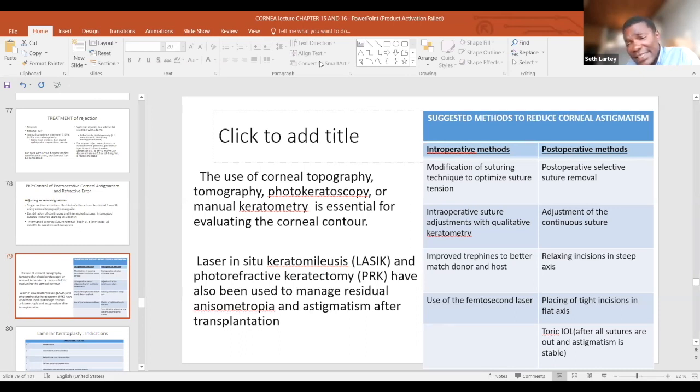And that can relax and flatten a stiff axis. You could also go back and place a suture that's a little tight. I don't do that often. And after removing all your sutures, you can do toric IOLs. Now, when you've done all that, sometimes you find that your cornea is still pretty not great.